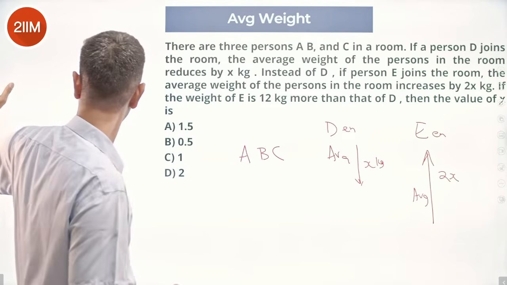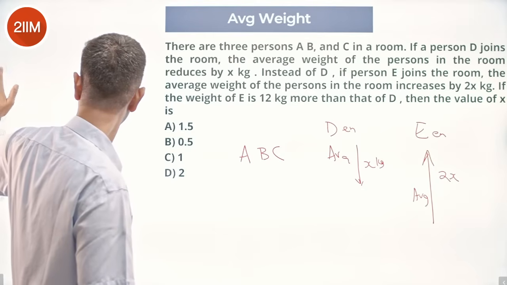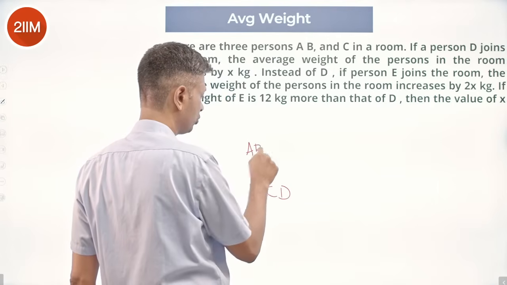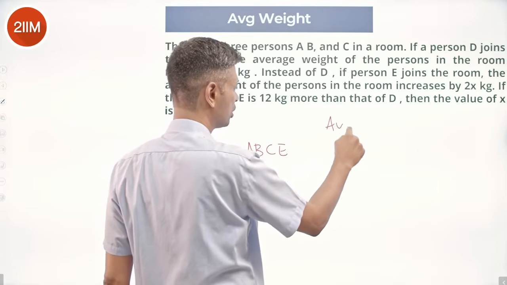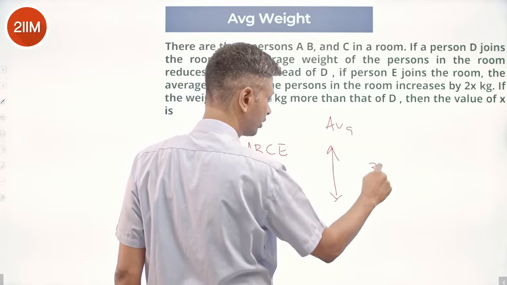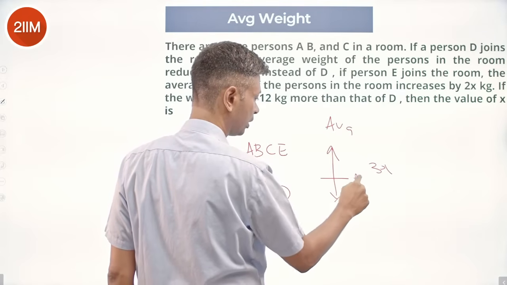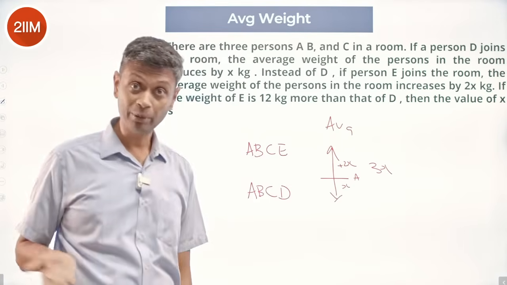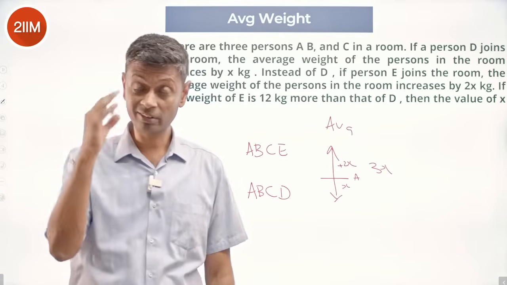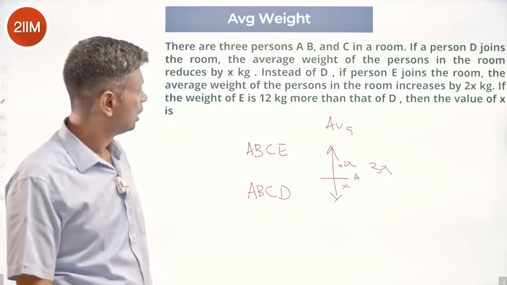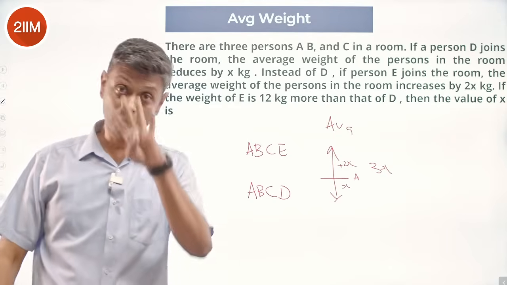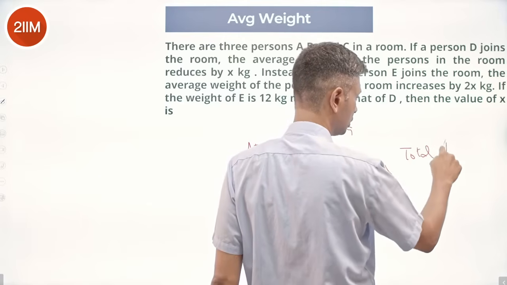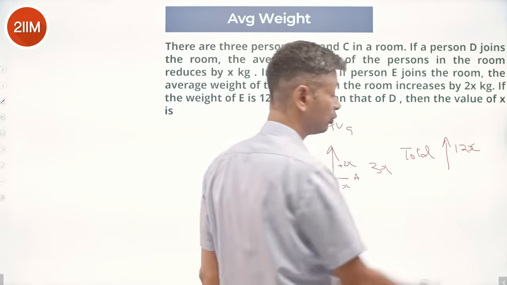So if I think about this, I have A, B, C, D and A, B, C, E. The average difference between these two is 3x. Original average was somewhere here. This is minus x, this is plus 2x. Instead of D, I bring in E, the average goes up by 3x. I can think of it like that. Average is up by 3x over 4 people, or the total is up by 12x, 3x into 4.